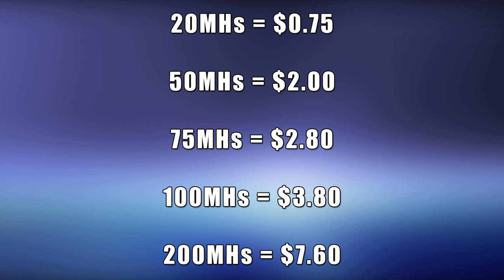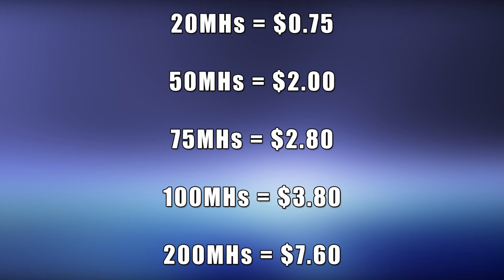Lastly, let's look at the profitability of Ethereum at the moment. So I'm going to do this based off hash rate. I'm going to start with 20 mega hash and work my way up from there. So if you have 20 mega hash on your rig, you'll earn around 75 cents a day. If you have 50 mega hash, you can expect around $2 a day.